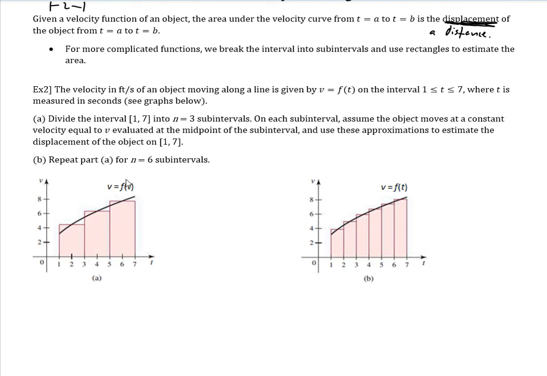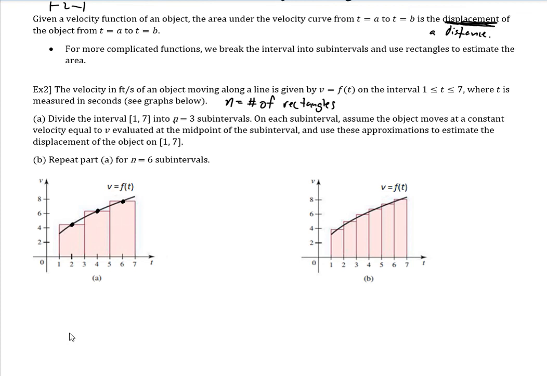So the n value really just represents the number of rectangles that we're going to use to make an estimate. Okay, and we can see it in the first one. We see we have 3 rectangles. On each subinterval, assume the object moves at a constant velocity equal to v evaluated at the midpoint. Okay, so they just want to say, hey, get that midpoint plotted. So I just put them down. And use these approximations to estimate the displacement of the object from 1 to 7.